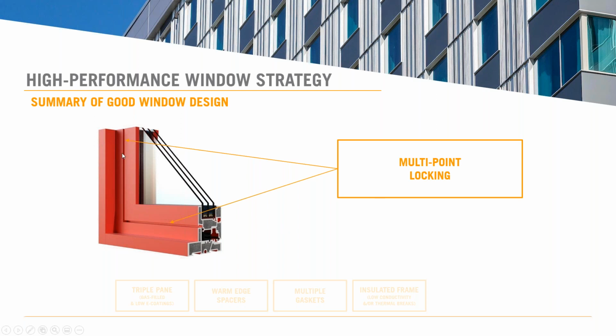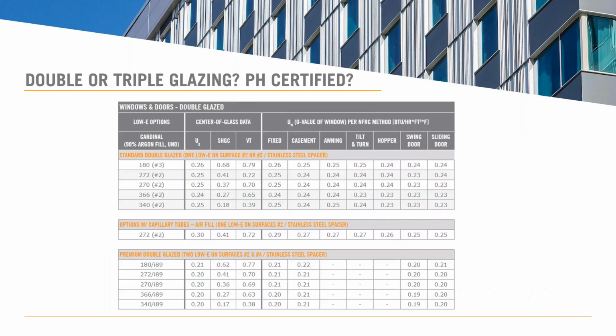Multi-point locking I'm showing here. So the highest performance windows are going to be compression seal, and you're going to have multi-point locking to really get that seal for air tightness. And as I already said, the frame is the weakest part of the window in terms of heat loss, so you want to minimize the surface area of that frame for heat loss.